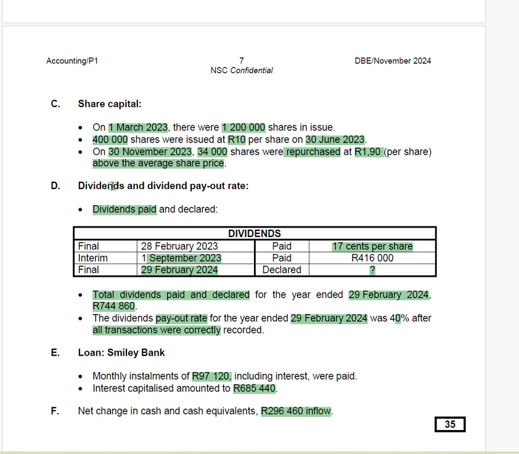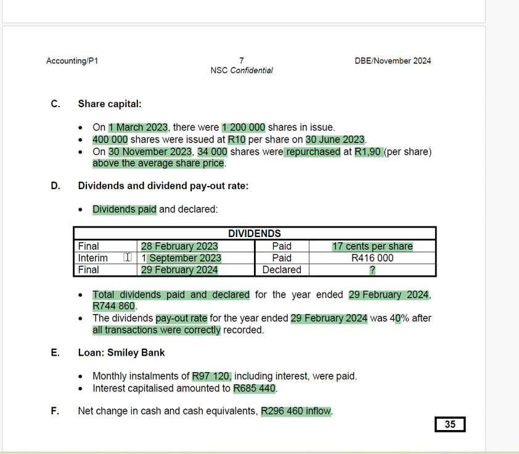And then when we move down, dividends and dividends payout rate. So they say dividend paid. When we're looking at this information, we now need all of it. Unlike in the previous question, which was about retained income, when we're looking at the current year retained income note, we now need all the information, including the previous year. So now one will ask, why do we need to include the previous year?